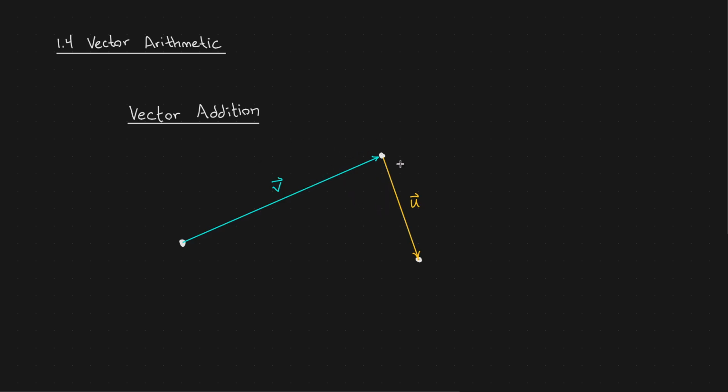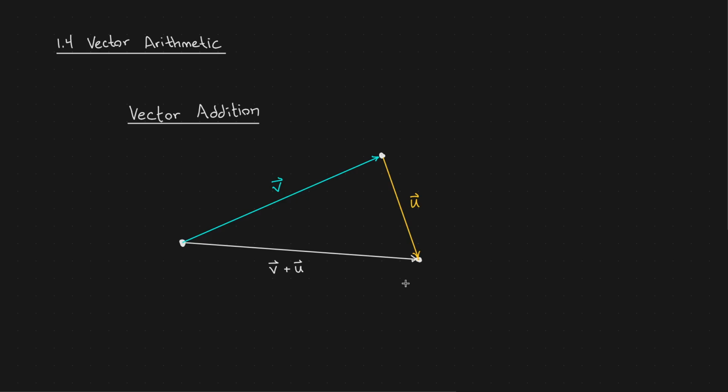Now, if I put them together, notice there is a net change. I started from here at the very beginning. At the very end, I ended right here. The vector pointing from my very beginning to my very end, that vector we define as the sum of the two vectors.